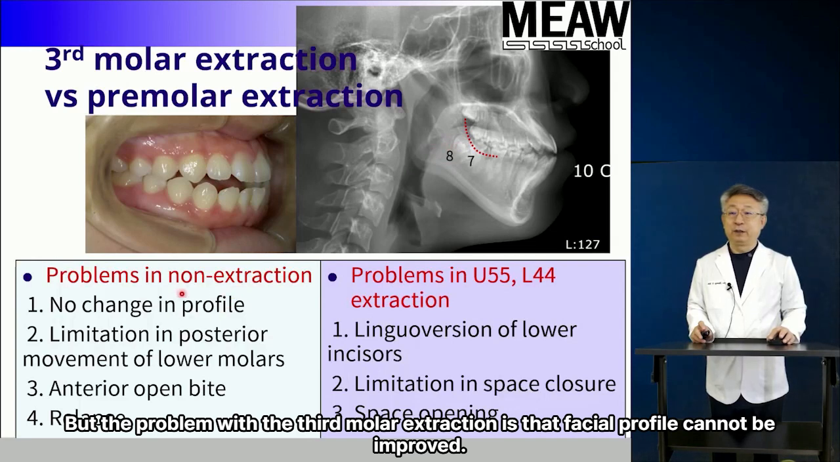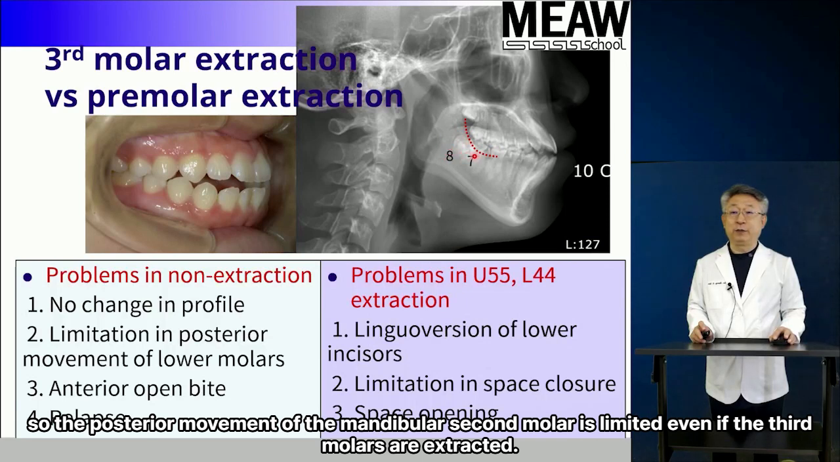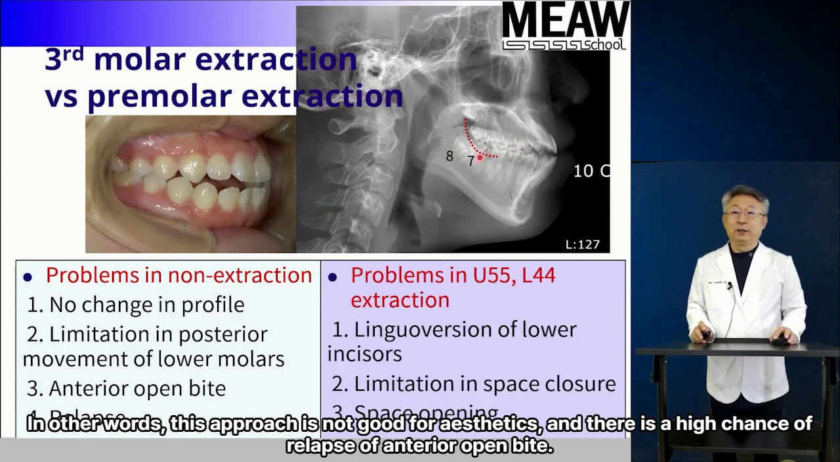But the problem with the third molar extraction is that facial profile cannot be improved. And here you can see that there is not enough posterior available space. So the posterior movement of the mandibular second molar is limited even if the third molars are extracted. In other words, this approach is not good for aesthetics, and there is a high chance of relapse of anterior open bite.